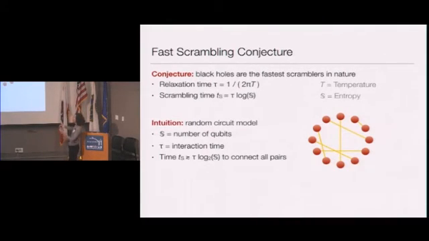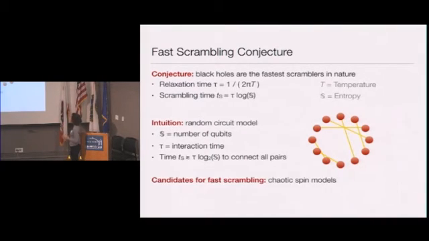thinking about a system of n qubits and saying how fast could I make information spread from one to all? Well, the fastest I could do it would be by kind of a stepwise connecting random pairs of these qubits. And if I do that, then the log of the number of qubits, log 2 of the number of qubits, will tell me how long it takes the information to spread.